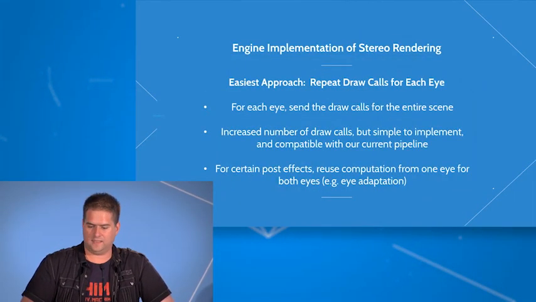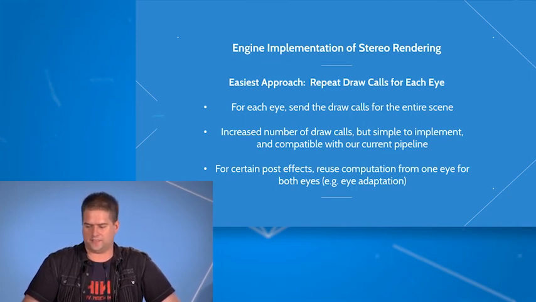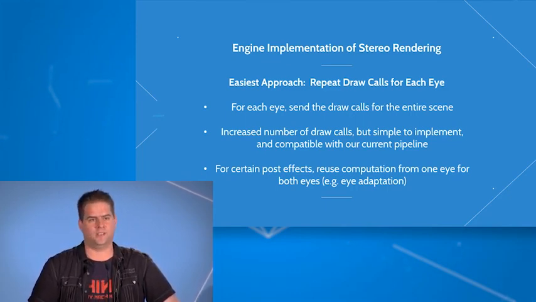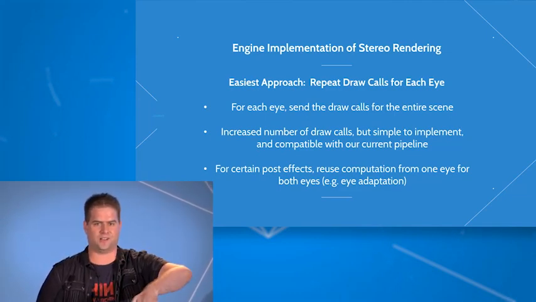The easiest approach, and how we approached implementing stereo rendering at a technical level, is to just repeat the draw calls for each eye. When we batch up all the stuff for the rendering, we say, here's the left eye perspective, send all the draw calls for all the meshes on the screen. And then we say, here's the right eye, and we send that same batch of draw calls over there. That doubles the number of draw calls, but it's super simple to implement, and it's compatible with all of our current rendering effects. So we opted to do that first because it was the easiest and the most compatible. Since people were building a lot of different things on top of the engine, we wanted the most straightforward experience.